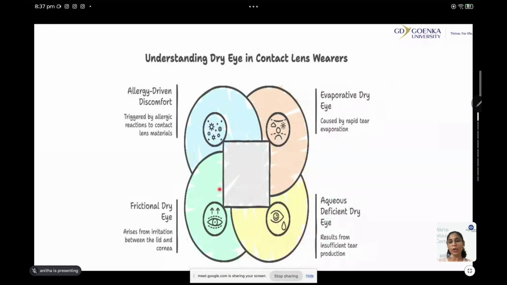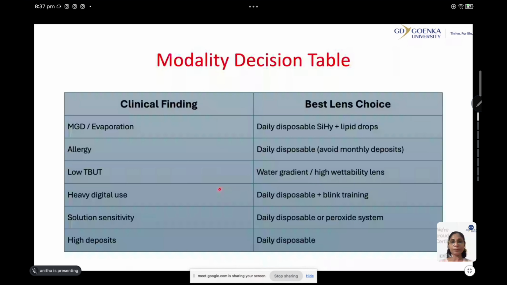So you have to work in all of these areas. The modality decision table: if you notice that somebody has meibomian gland dysfunction and there is quicker evaporation of tears, and you have managed them, but there is a tendency for them to develop meibomian gland dysfunction, the best lens choice would be daily disposable silicone hydrogel lenses and lipid-based artificial tears.